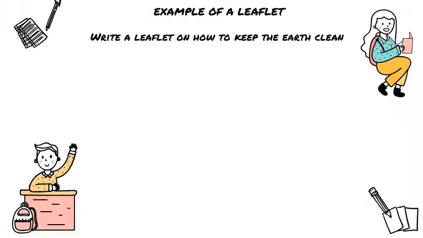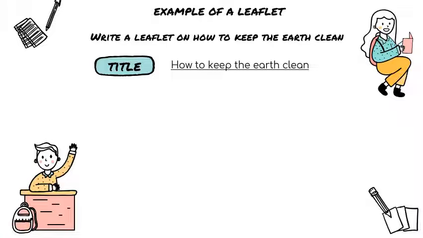Remember, the leaflet has three parts. The first part is the title. Here I wrote how to keep the earth clean. Just keep it as simple as can be. You can also make it creative, but I will just keep it simple for today.